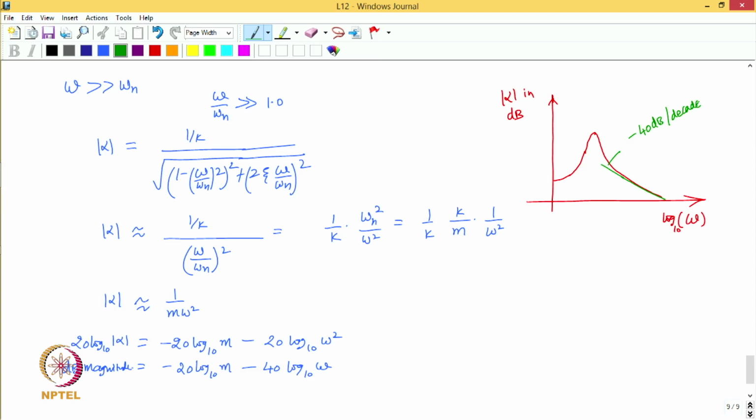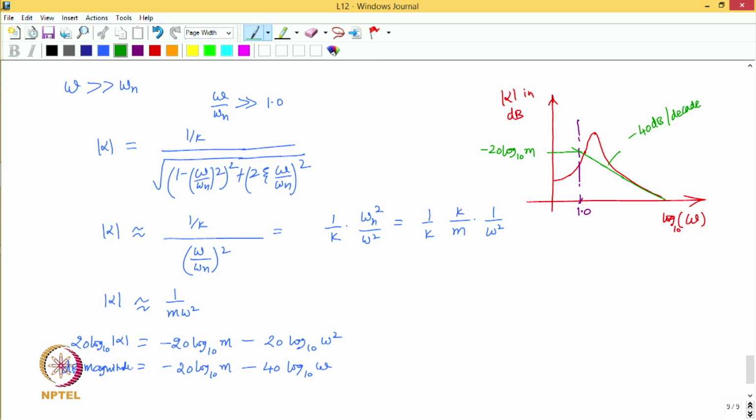and it makes an intercept of, so if I show here the ordinate at omega is equal to 1 radian per second, then this line makes an intercept of minus 20 log 10 m on this ordinate.